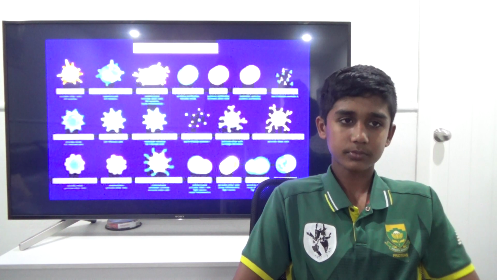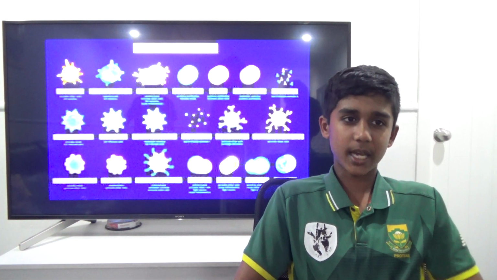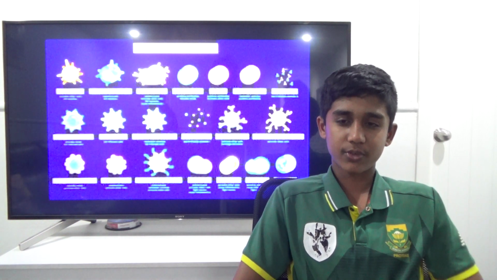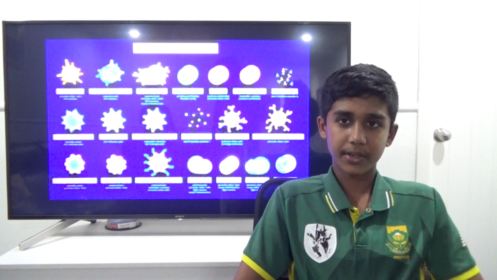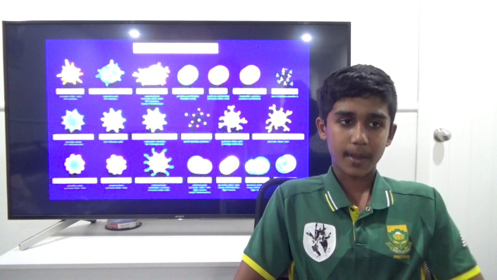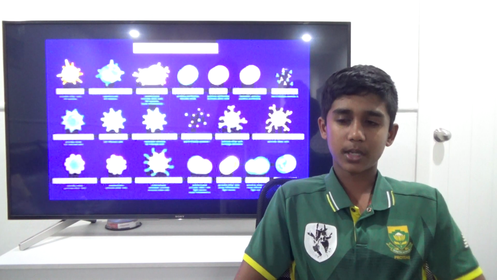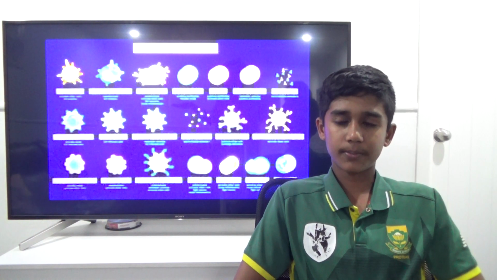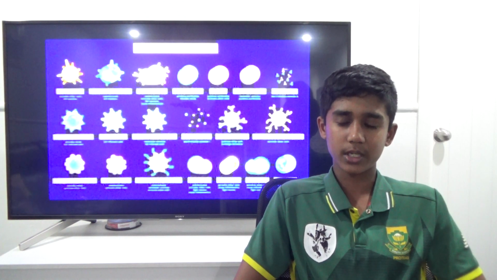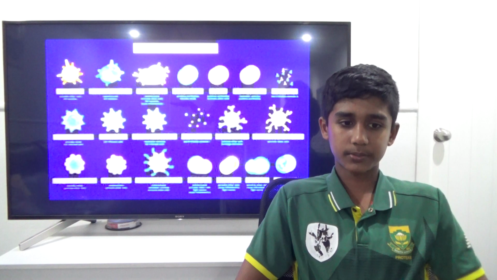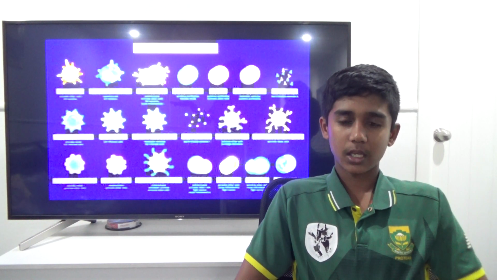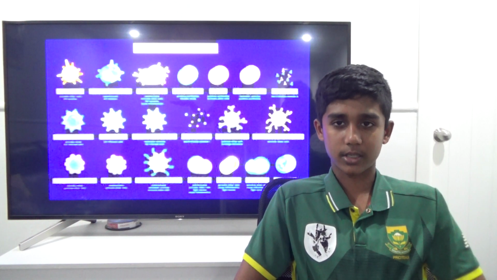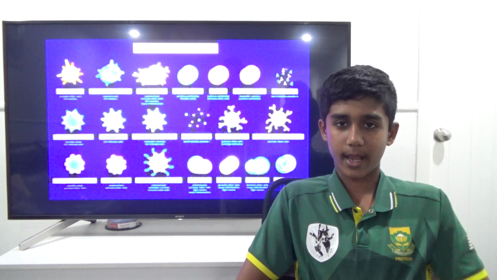And then lymphocytes. Lymphocytes recognize pathogens because they have different antigens, and each cell has a different antigen, which is a protein. That's how your body reacts to an attack.